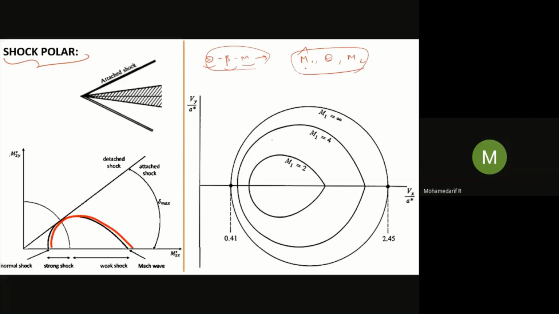So in this graph we are relating M1, theta and M2. Previously we related M1, theta and beta. This is the difference, and this is the whole graph. Here they are taking Mx star, My star. If you take M, it will go up to infinity, but if you take M star, it will go up to 2.45, and this is for different Mach numbers 2, 4 up to infinity.